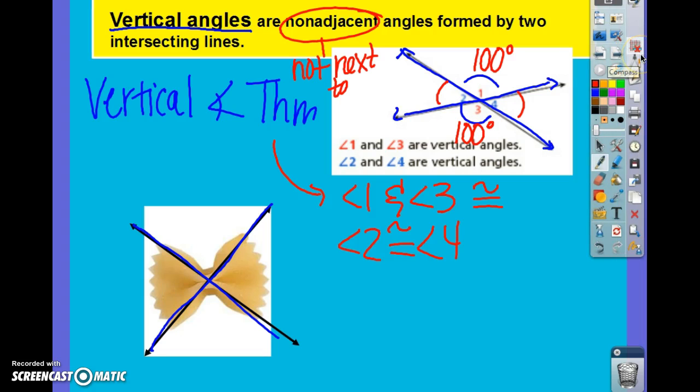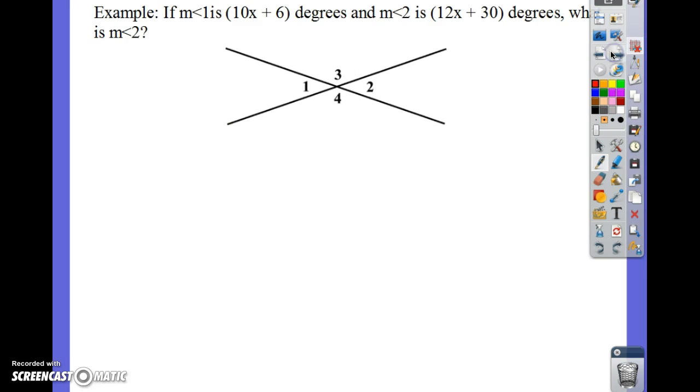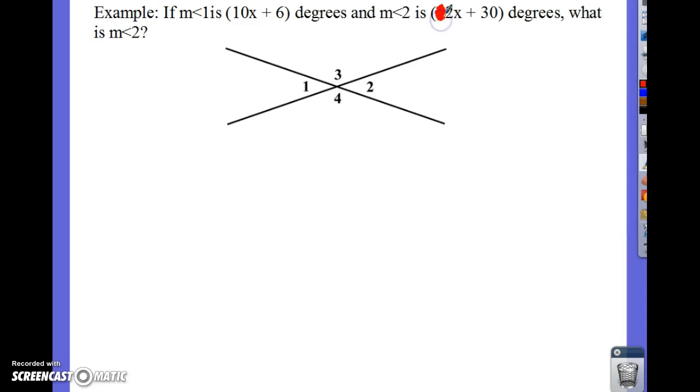So let's use this property to do a quick little practice problem. So our example is if the measure of angle 1 is 10x plus 6 degrees and the measure of angle 2 is 2x plus 30 degrees. Guys, it should not be a 12, it should be a 2. My bad. What is the measure of angle 2? We need to make sure we answer what the question is asking us to answer. So it tells us that angle 1 is 10x plus 6 and angle 2 is 2x plus 30.